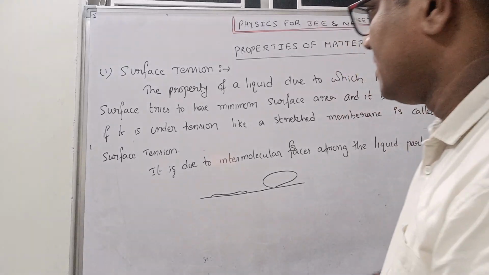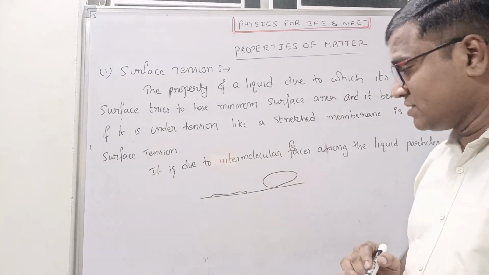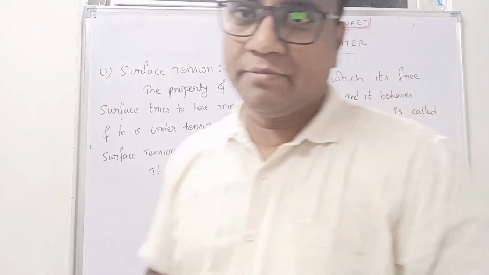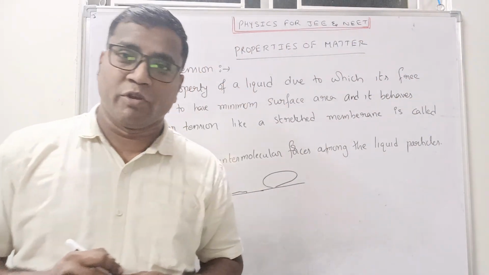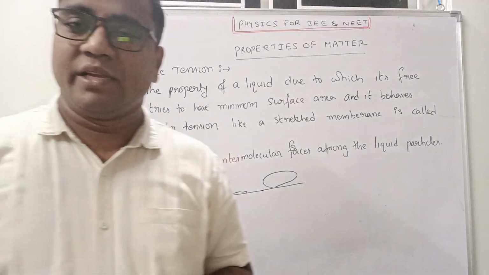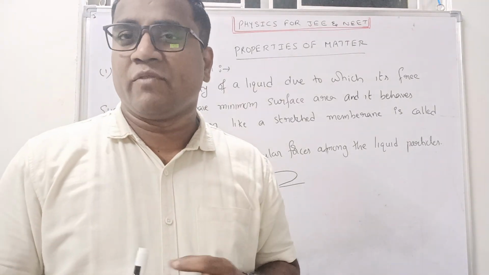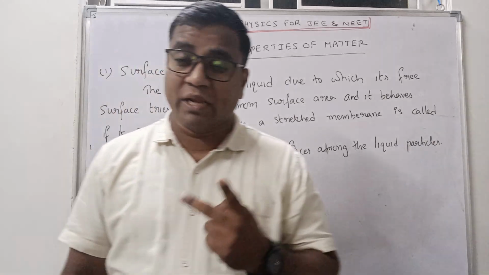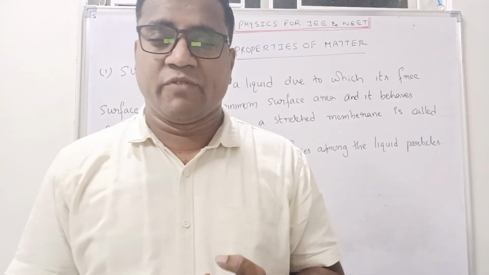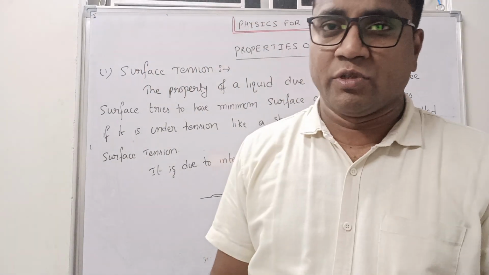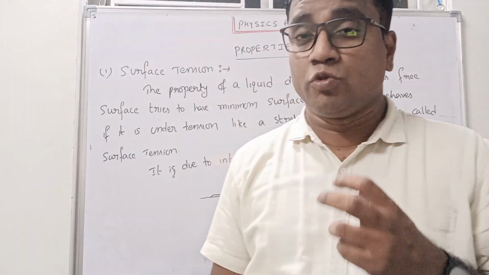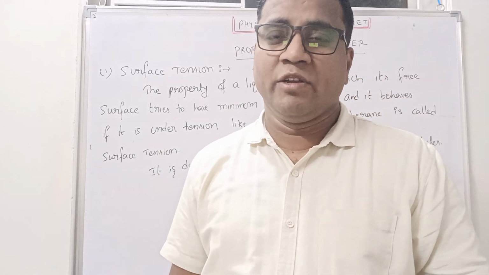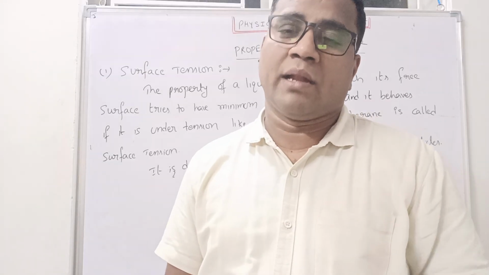Clear? And he is saying that it is due to the intermolecular force among the liquid molecules. That's what we discussed actually. Clear? I hope you understood, right? Surface tension is only due to the intermolecular force of attraction. So when we discuss the intermolecular force of attraction, two types of forces are there. One is cohesive force and the second one is adhesive force. Cohesive force means the force between two molecules of the same type, and the force between two different types of molecules is called adhesive force.